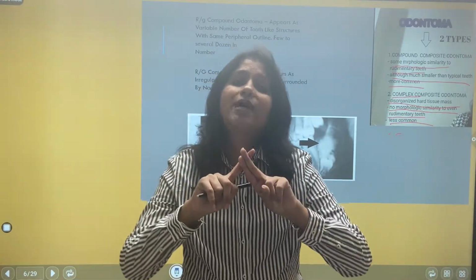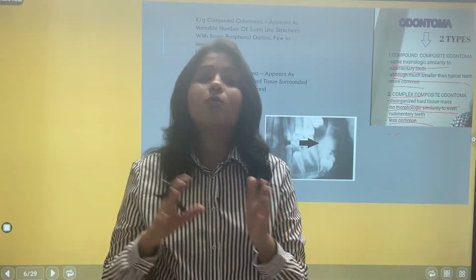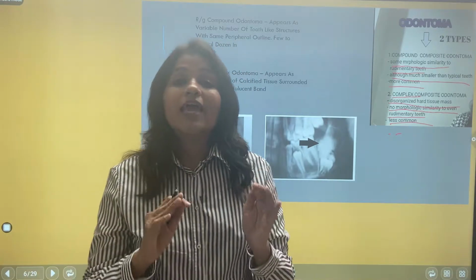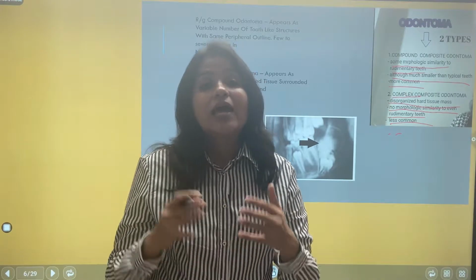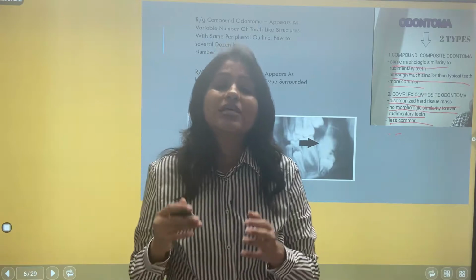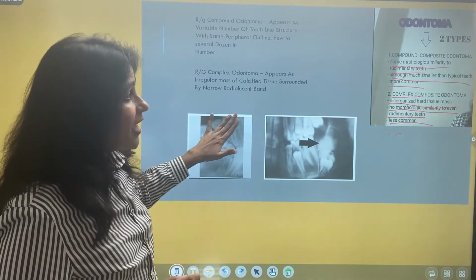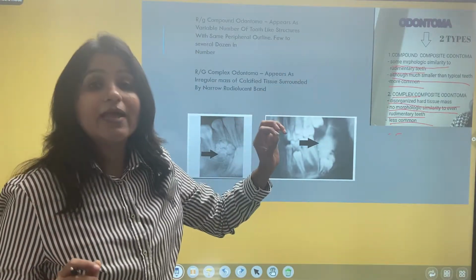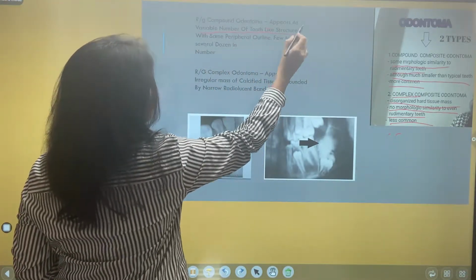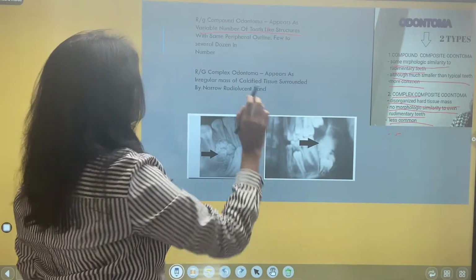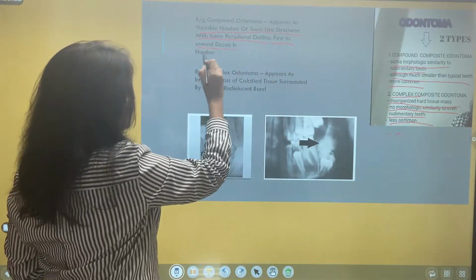So there are two types of odontome: compound and complex. Compound are more common, complex are less common. Compound, they have some resemblance to rudimentary teeth, they are smaller in size than typical teeth. Complex odontome, it's a disorganized hard tissue mass. So when we see under a radiograph, compound odontome will have some similarity to normal teeth. So compound odontome appears as variable number of tooth-like structures, although much smaller than normal teeth, with a common peripheral outline. They can be few to several dozen in number.